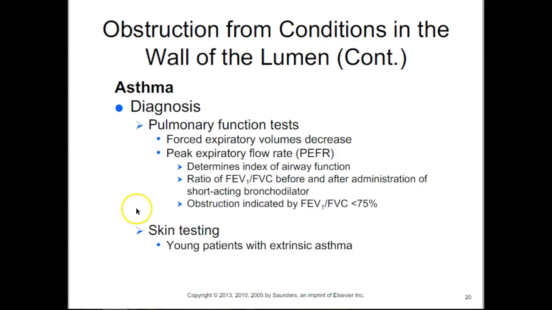So skin testing can also be done in your young patients with extrinsic asthma, so you can find out maybe what they are allergic to.